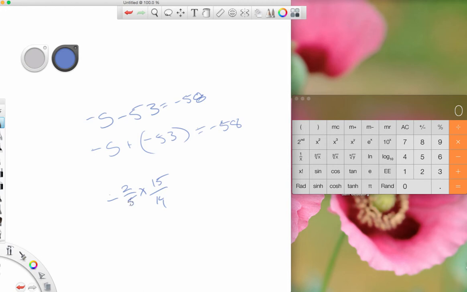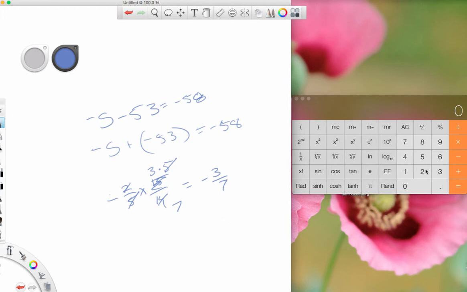Okay, I can take 5 into 15. 15 could be rewritten as 3 times 5. And then this 5 divided by 5 is actually 1, so I can cancel those out because I'm just multiplying this number by 1. Same thing, 2 can go into 14 7 times. So I'm left with negative 3/7.